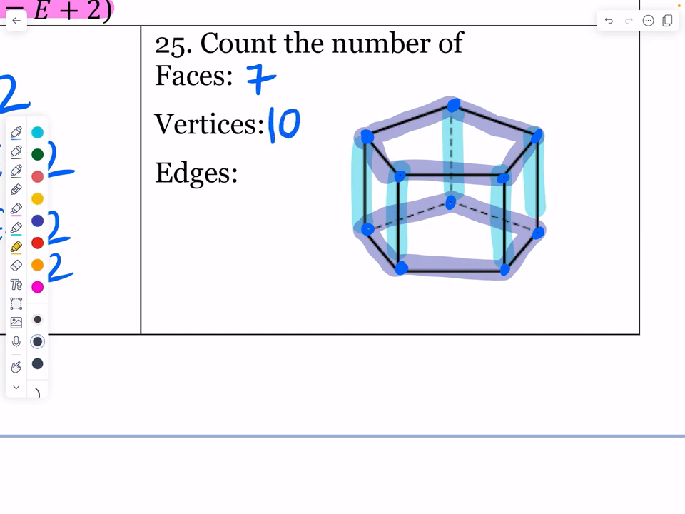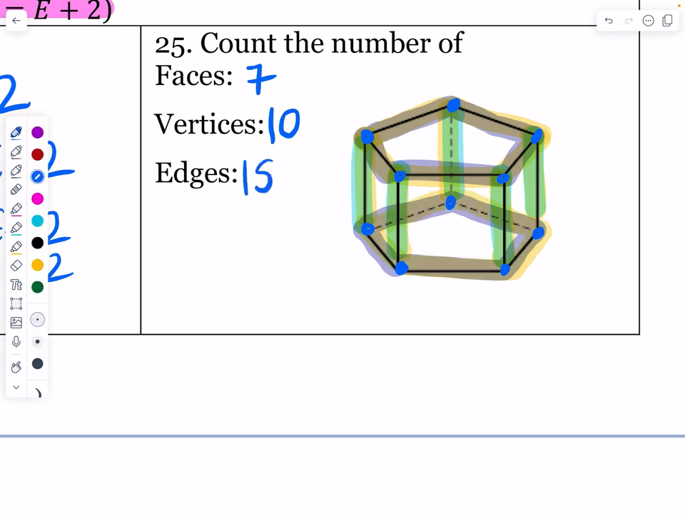And now let's count the edges. Of course, the edges are just going to be those surfaces where 2 of the flat surfaces meet. So 1, 2, 3, 4, 5 in the middle on the walls, 1, 2, 3, 4, 5 at the bottom. 5 times 3 gives me 15.